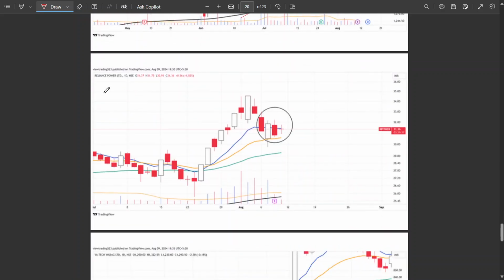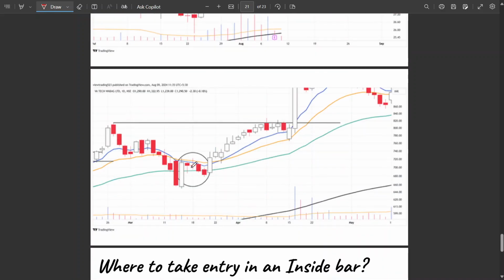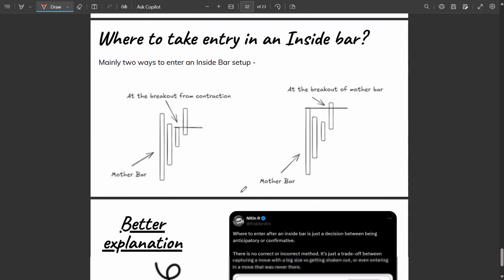So this is kind of a reversal structure forming in Reliance Power, right? It is kind of a penny stock. So it is pulling back towards the 21-day moving average, and you can clearly see these 2 candles within the range of this one larger candle. So it is kind of a reversal structure from here. Another reversal structure here as well, Babak Tech, if you see, right?